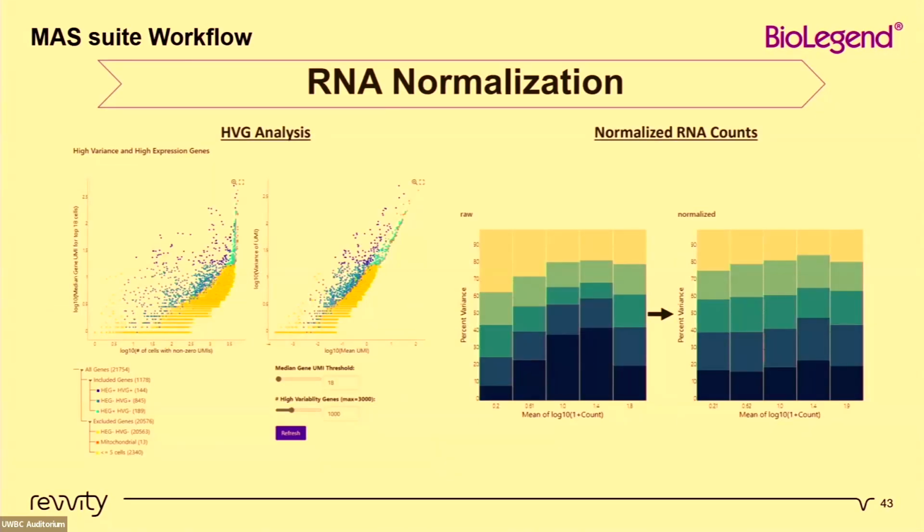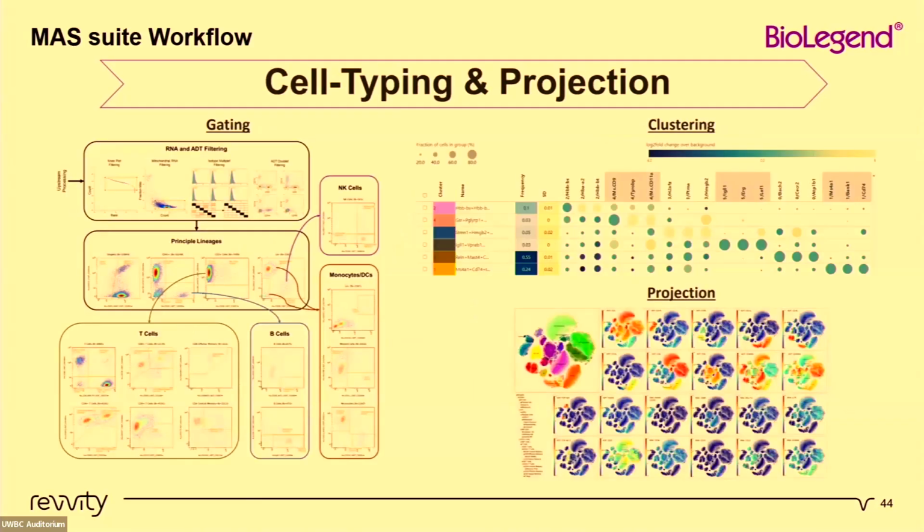Then there's an RNA normalization step. There's two different things. We do a highly variable gene analysis and a normalization to the RNA counts that helps to normalize your data. And then you can work on cell typing and projection. So once that's all filtered, and you wouldn't have the RNA steps for the PhenoCyte workflow, you can go through and do that lineage type gating, determine what kind of cell populations might be in there. You can also do a clustering algorithm based on expression of different cell surface markers, and then select populations in there, and then do projections on either gated cells or clustered cells to look at the different types of cells within your sample type.